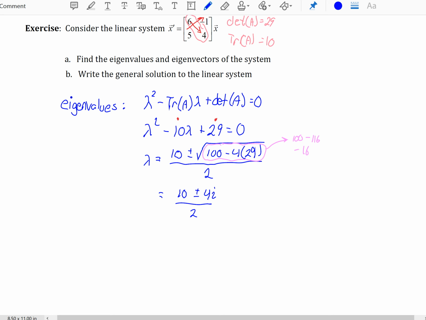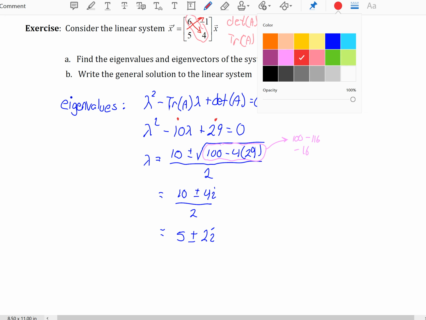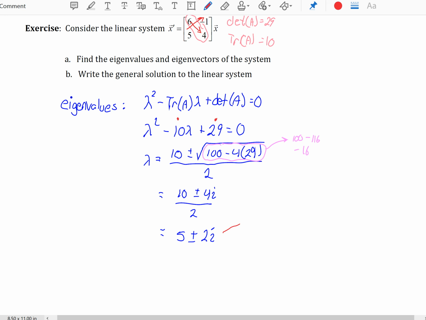or maybe we'll write it as just 5 plus or minus 2i. So here the real part of our eigenvalue is 5, and the complex part, the beta, is going to be 2. Our author always uses the positive version.